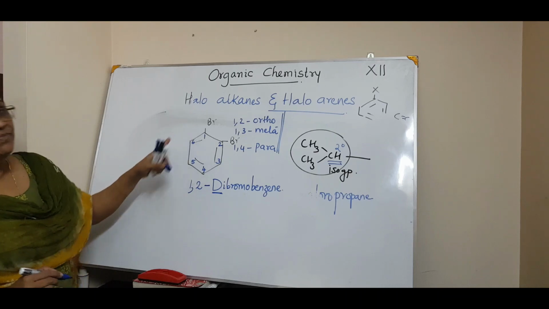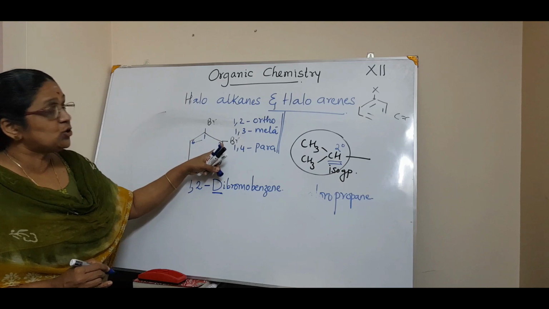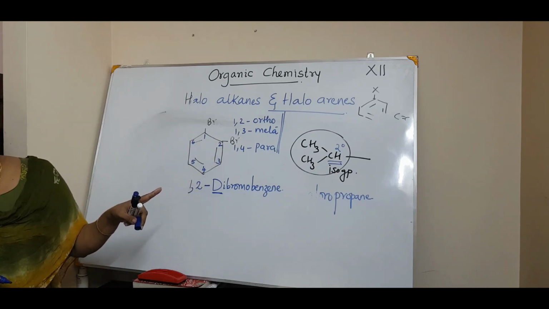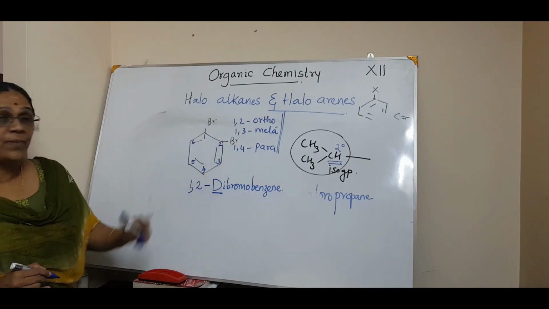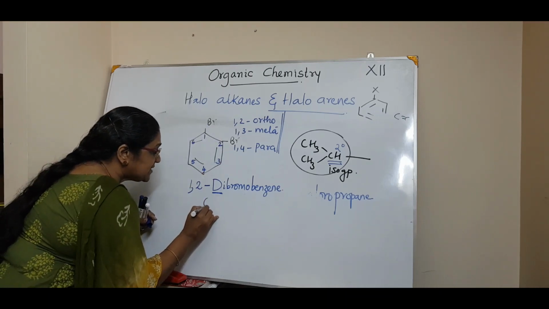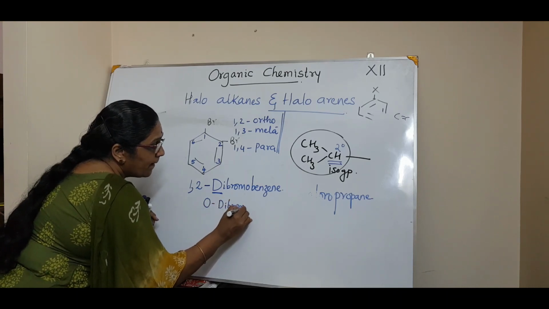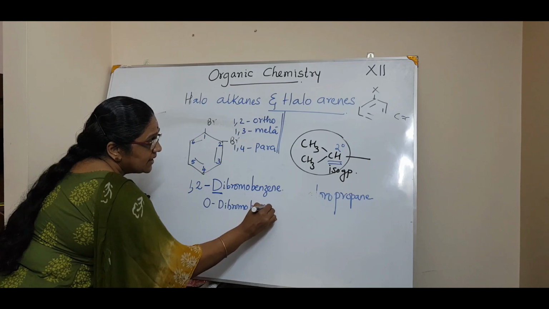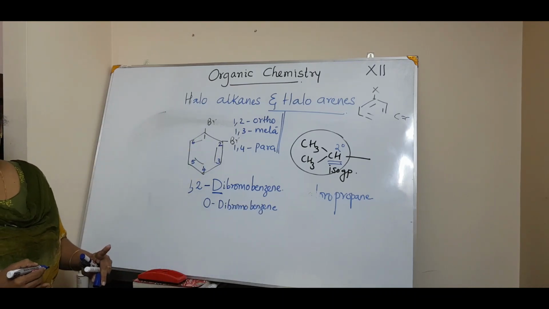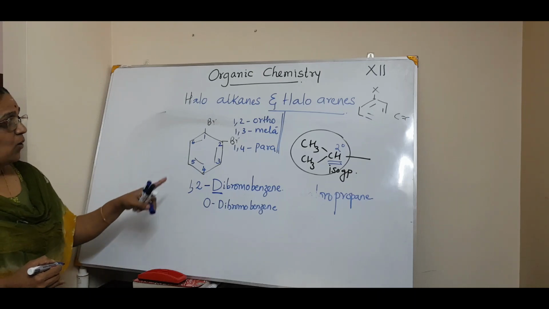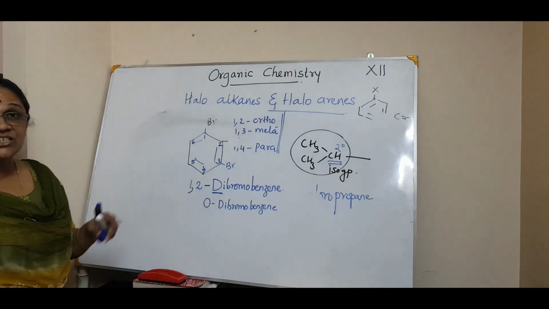Now how will you name this? You will name 1, 2, how will you name this? Ortho dibromobenzene, isn't it? Ortho you can write a small o. See? Ortho dibromobenzene. That is, since the bromine is in 1, 2 position. Got it? Okay. Now, if the bromine is in the third position, what will be the IUPAC nomenclature?